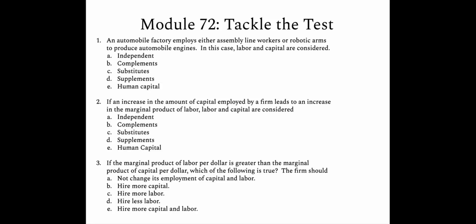Okay, let's go over it. Number 1, an automobile factory employs either assembly line workers or robotic arms to produce automobile engines.